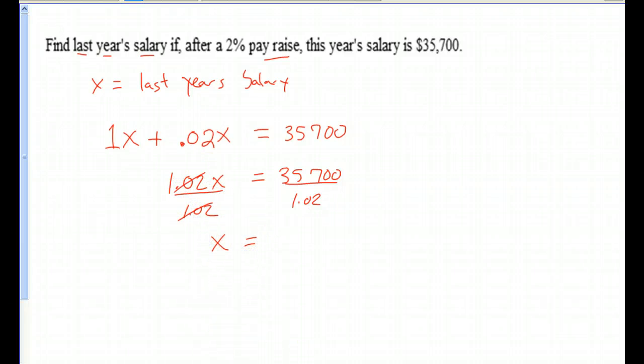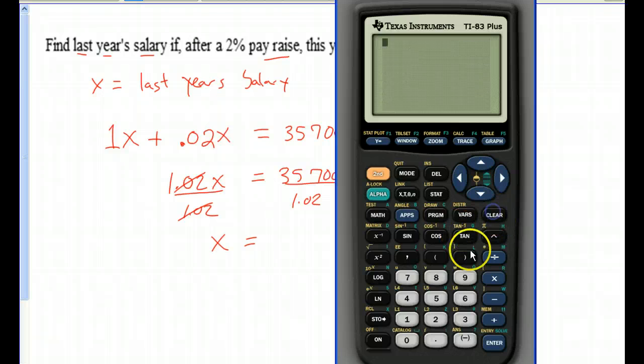Alright, so I make 35,700 this year. That was after a raise, so it's got to be that I made less last year, and I did 35,000.